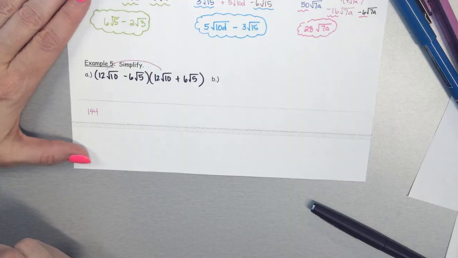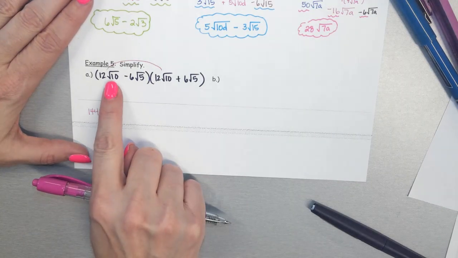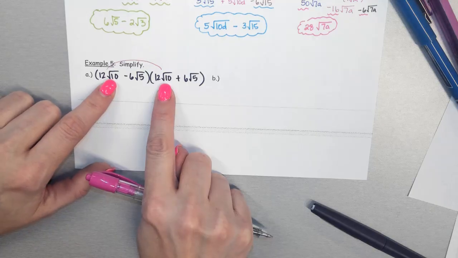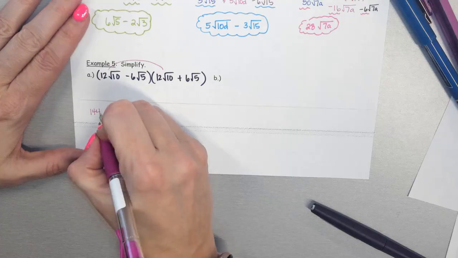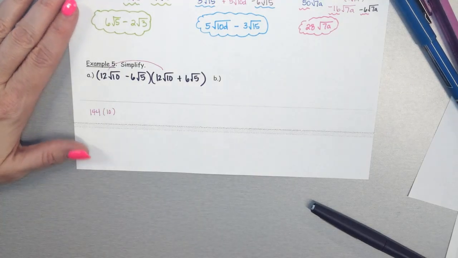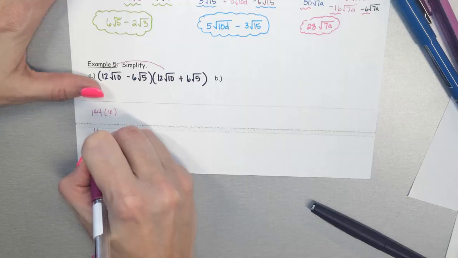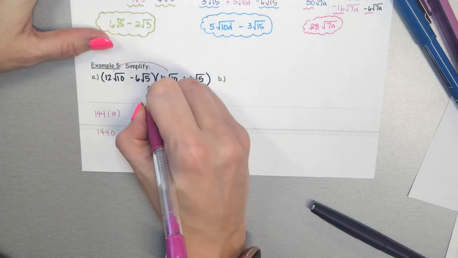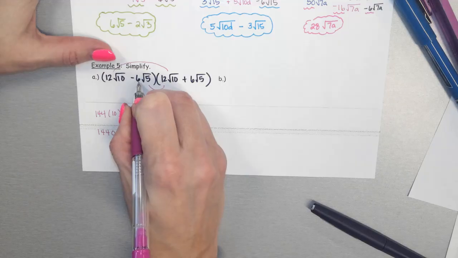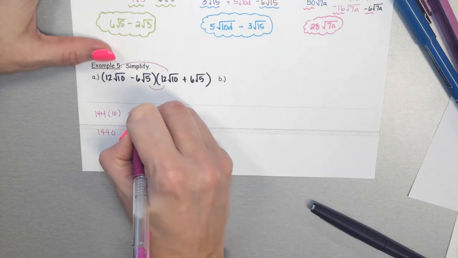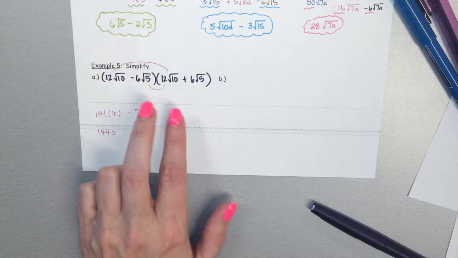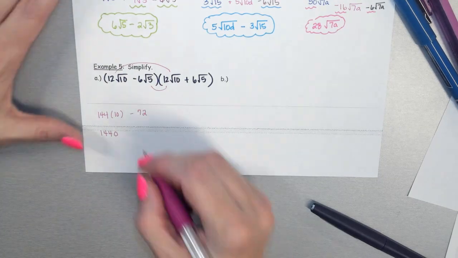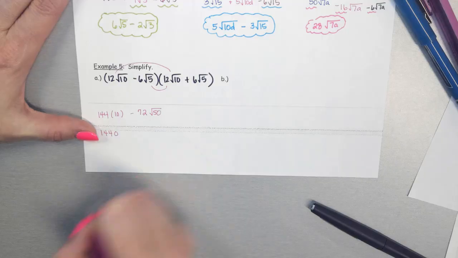144. And then when you multiply the square root by the square root, what's the square root of 10 times the square root of 10? 10. So remember our smiley faces from earlier? Same thing. So 144 times 10 is just going to be 1,440. Now on the inside here, you have minus 6 times 12, so you have minus 72 on the outside. If they're not the same, you just multiply them underneath. So it's minus 72 root 50.